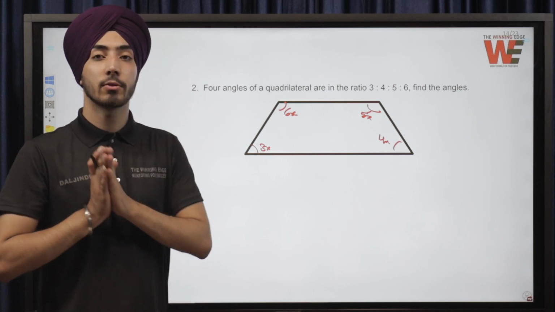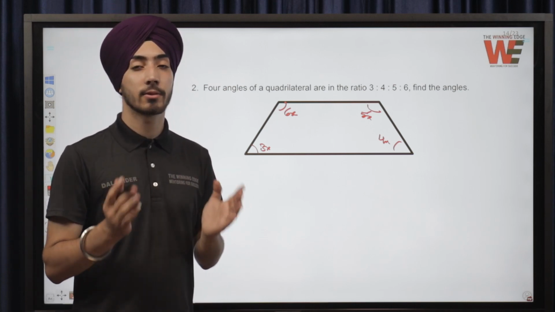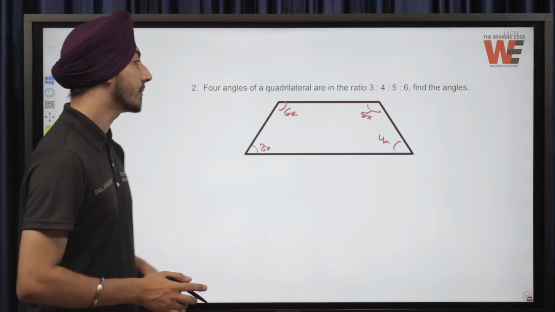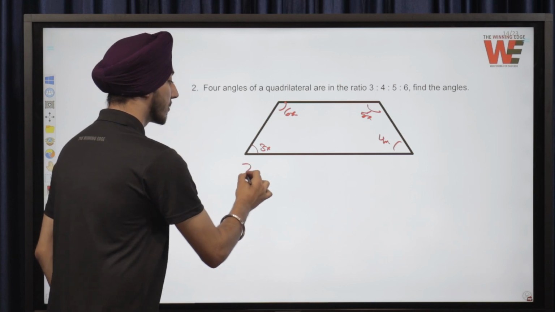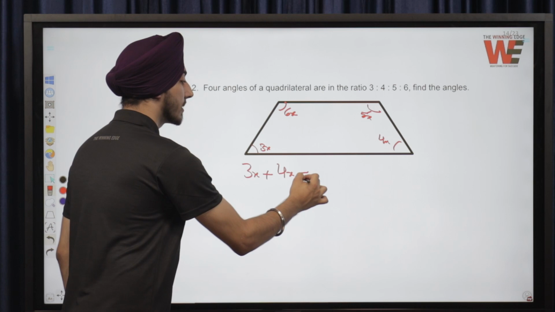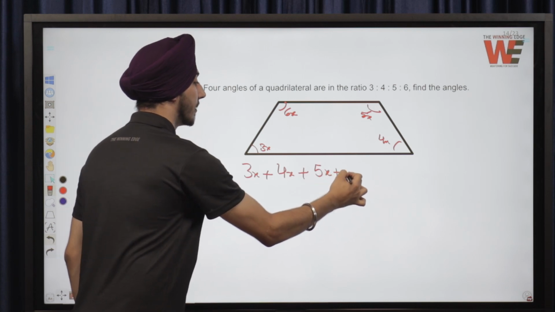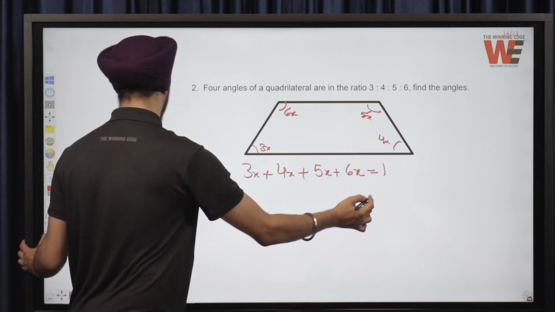Alright, now as we know the property of the quadrilateral, that the sum of the 4 angles of a quadrilateral is equal to 360 degrees, right? So what are we going to do? We are going to add the 4 angles of the quadrilateral. So this will be 3x plus 4x plus 5x plus 6x, which is equal to 360 degrees.